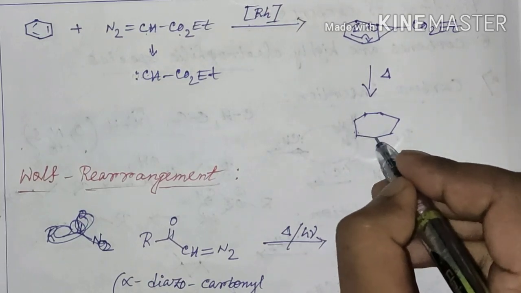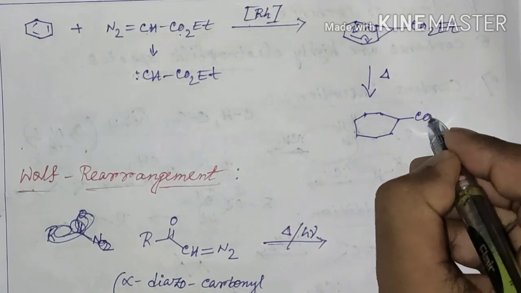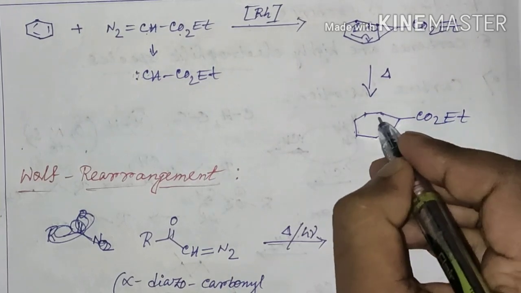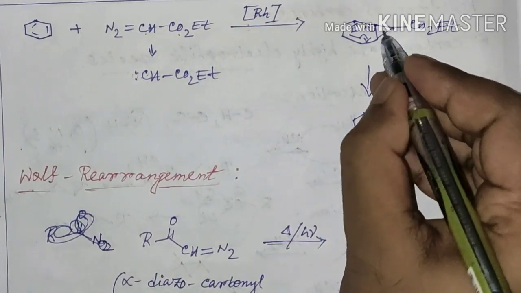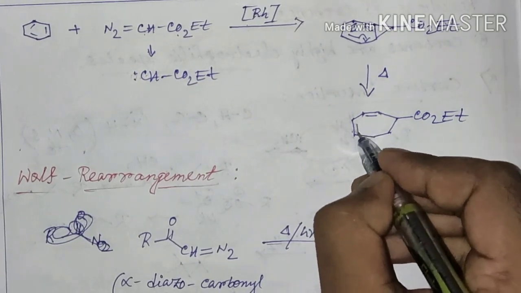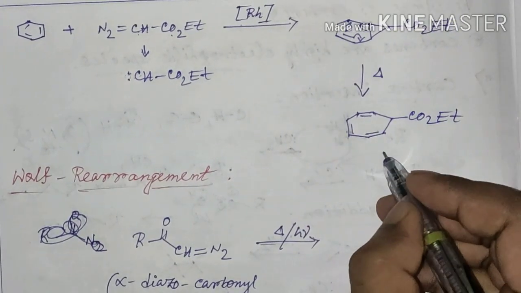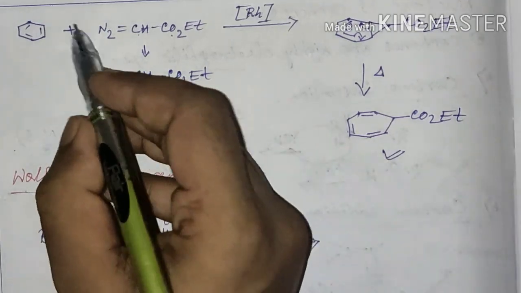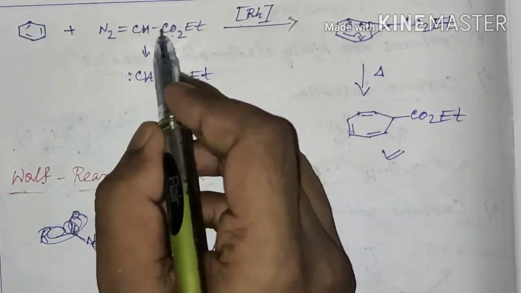One, two, three, four, five, six, 7. Here is a 7-member ring. That means at 2 position there is a double bond. This C will be double bonded. It will generate such a species by the reaction of benzene and diazocarbonyl species.